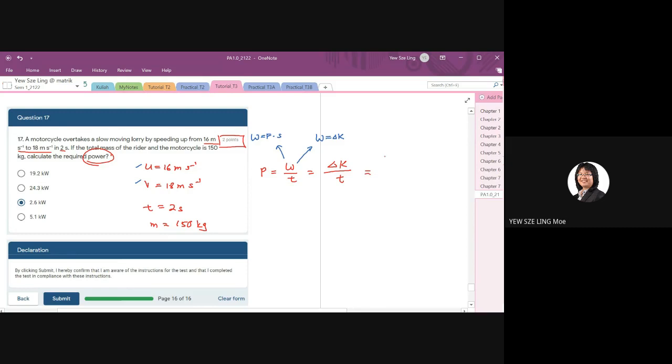Delta K, what does it mean? It means K final minus K initial over t. Therefore, P equals 1/2 mv squared minus 1/2 mu squared, over t. You see, I substitute equation into equation. This is what I call C4 type questions. You plug the values into the equation, then you should obtain P equals 2.6 times 10 to the power of 3 watt. So the answer is C, 2.6 kilowatt.